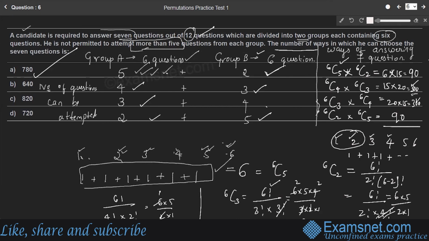Here the condition is that from each group, the person can attempt a maximum of 5 questions, right? Therefore, option A is the right answer.